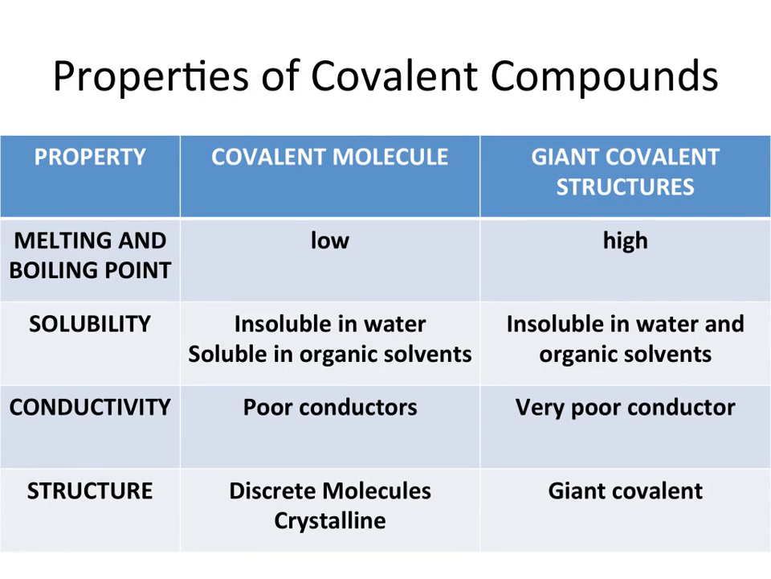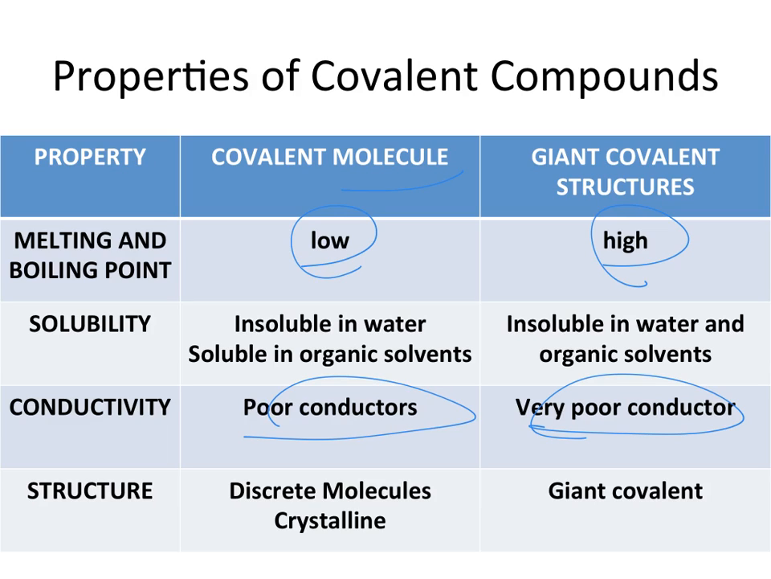Here we have some properties of the covalent compounds. You can see that they're starkly different. These molecules have low melting points, while these ones have high. These are poor conductors. These are very poor conductors, so same kind of thing. In the structure, they're discrete molecules, and they can form a crystalline structure, for example, iodine. And I'll show you that in class. Versus a giant covalent structure, it just keeps growing. It's not limited by size.